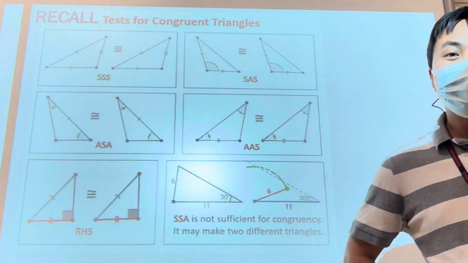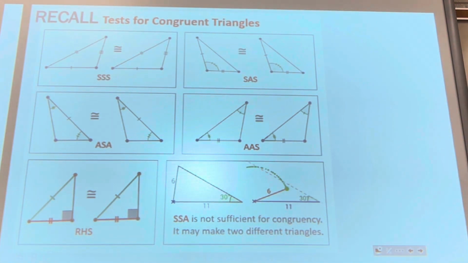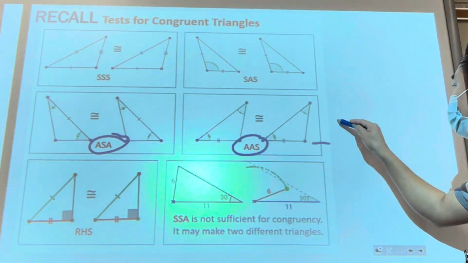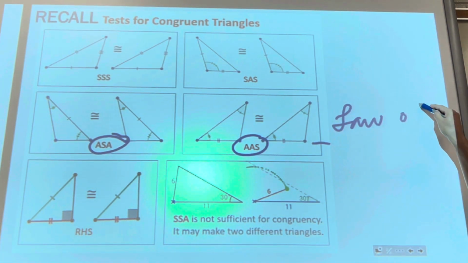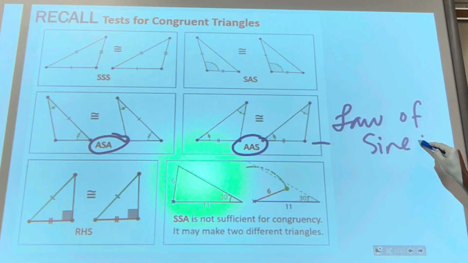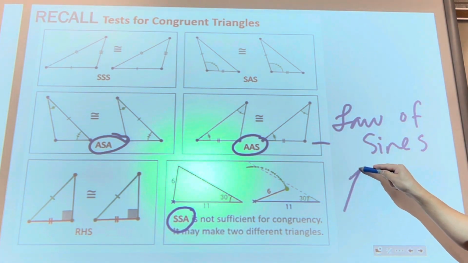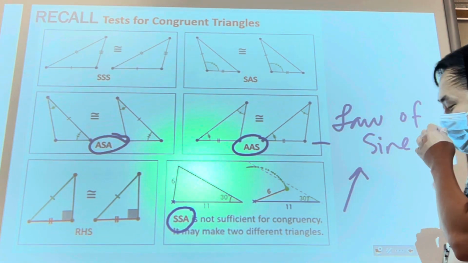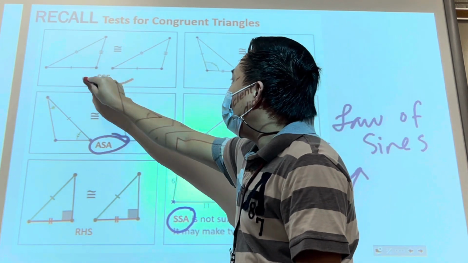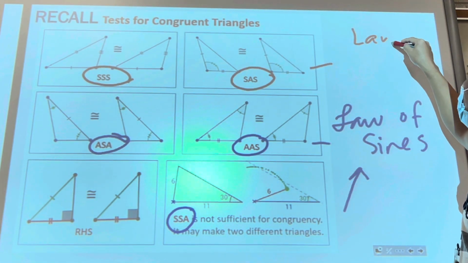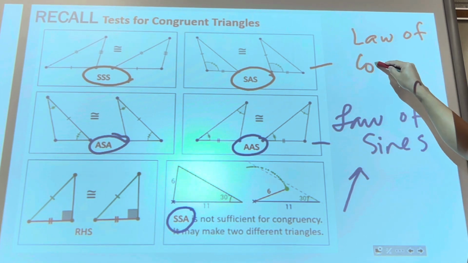Okay, so let's recall that yesterday we had the different cases where we can use the law of sines. Yesterday we did the ASA and then AAS for the law of sines. And then SSA was the ambiguous case for the law of sines. So today we'll be dealing with SSS and SAS cases for the law of cosines.